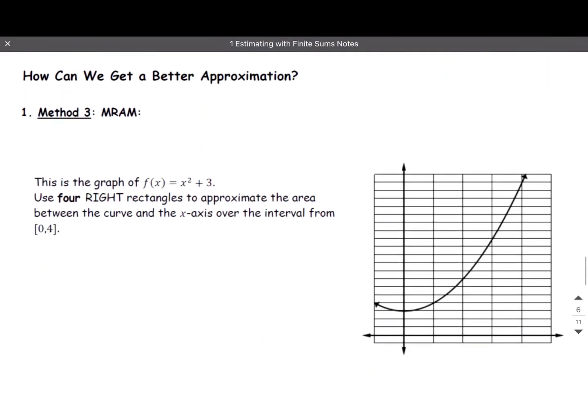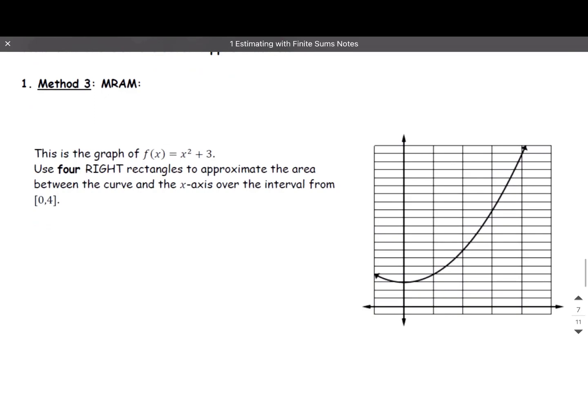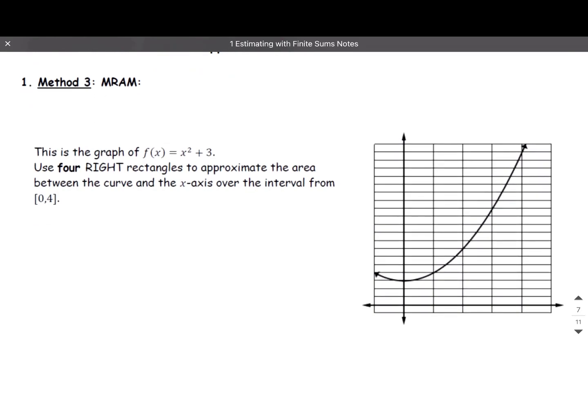Now, how can we get a better approximation? Before, we had the first one, we had a lot under, it was an underestimate. Then we had a lot over, it was an overestimate. Can we get a little closer? Well, there's something called an MRAM. This is our third method. Now, an MRAM, can you guess? That's a midpoint rectangular approximation method.